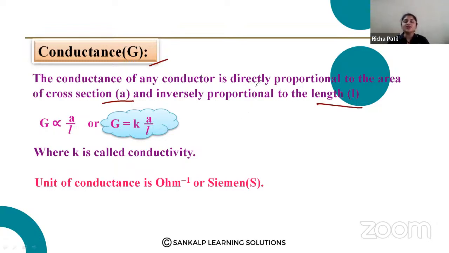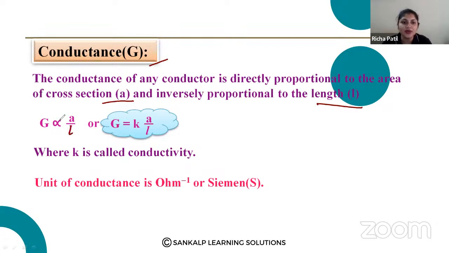It is the inverse of resistance, right? In resistance, it is directly proportional to length, and inversely proportional to cross section area A. So this is the inverse of resistivity. You can see here the conductance is directly proportional to area of cross section A and inversely proportional to length. So G is directly proportional to A and inversely proportional to L.